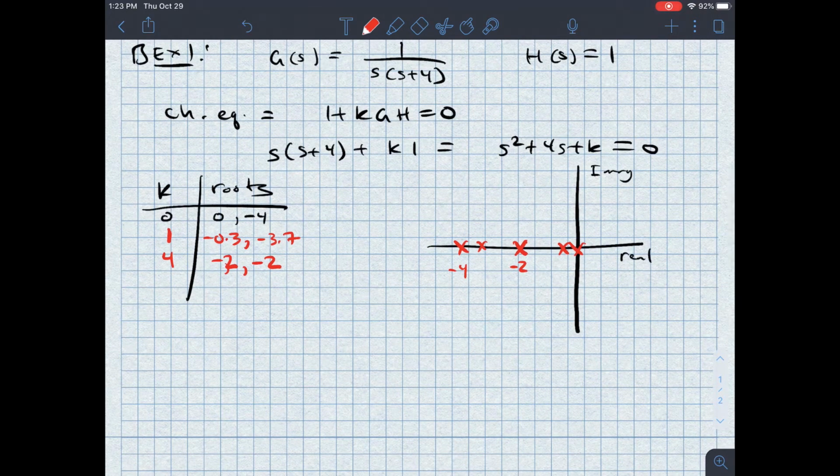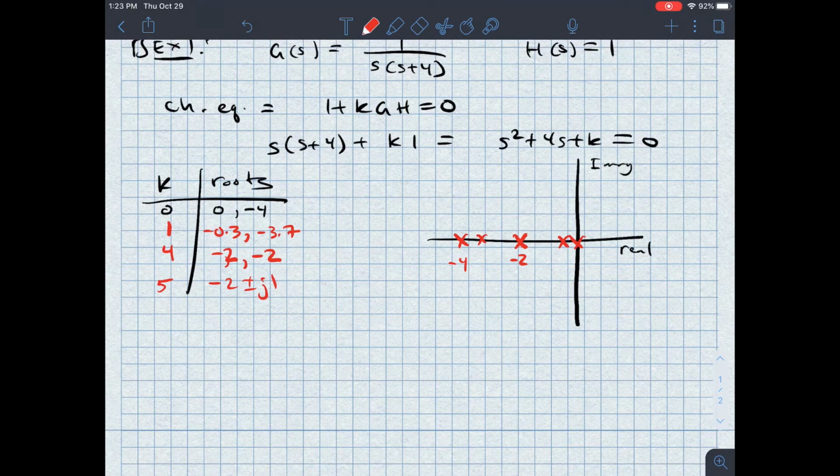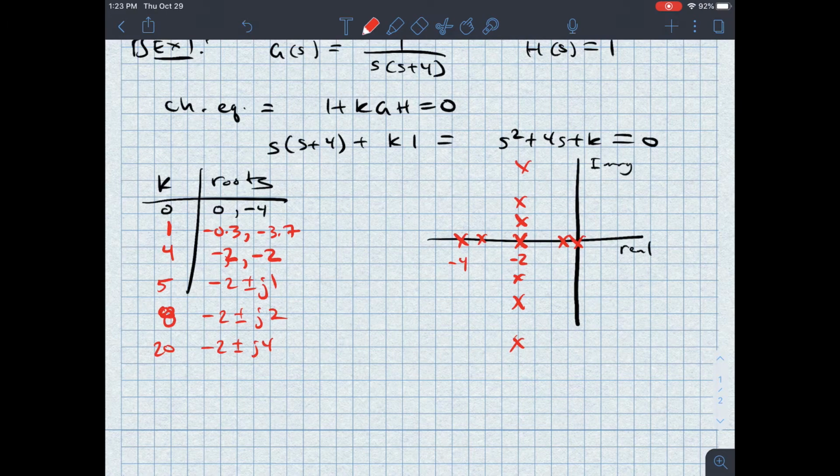If I keep going, let's say to 5, what I find is that I get negative 2 plus or minus j1. Now I've got a complex value. It's located right here. And if I keep increasing, let's say 8, then I'll get negative 2 plus or minus j2 following along. And if I keep going even further, let's say to 20, then I get negative 2 plus or minus j4. So that's up here. And this trend will continue as I go to infinity. It would be negative 2 plus or minus j infinity.